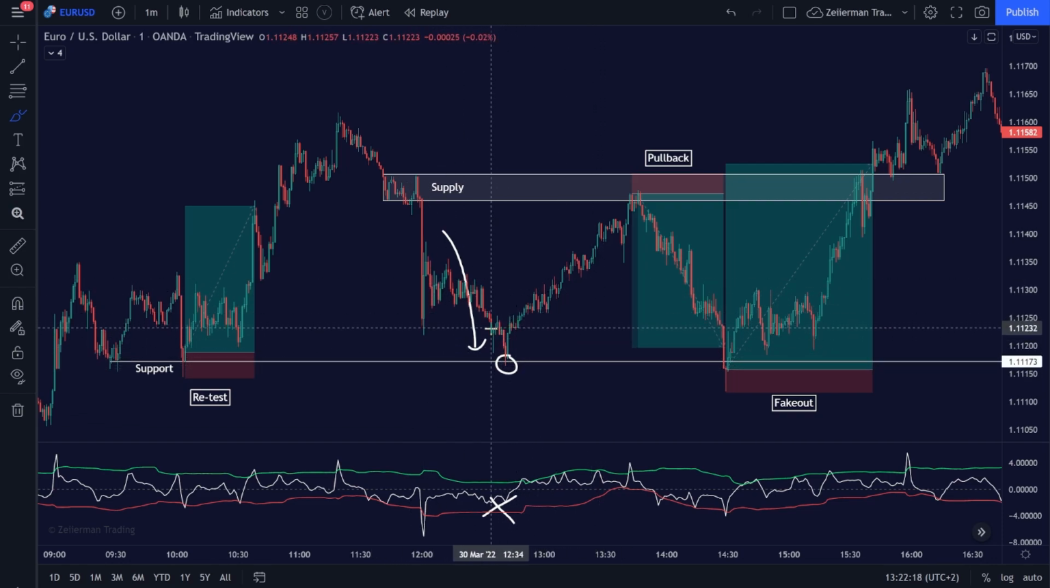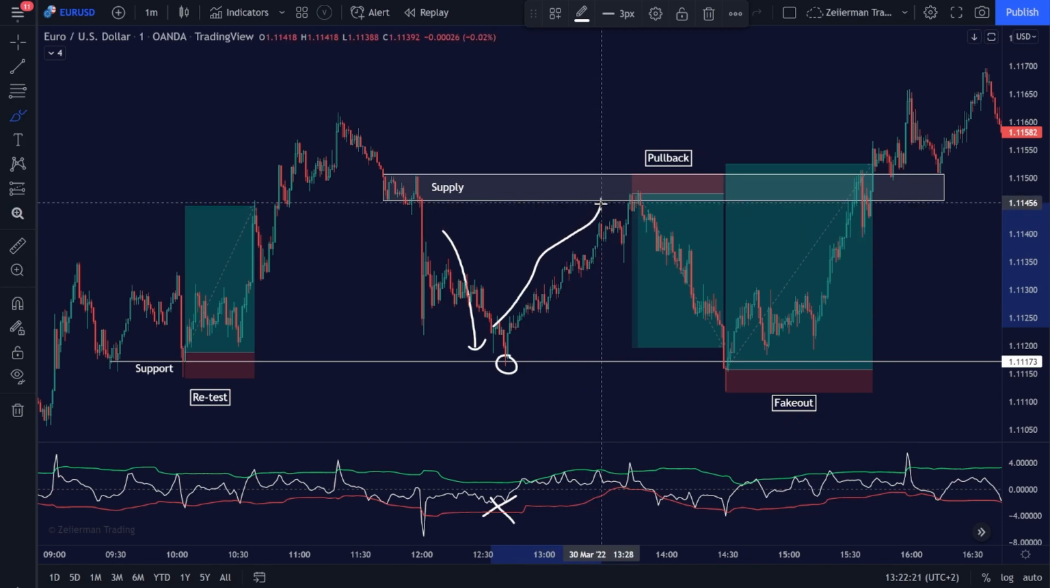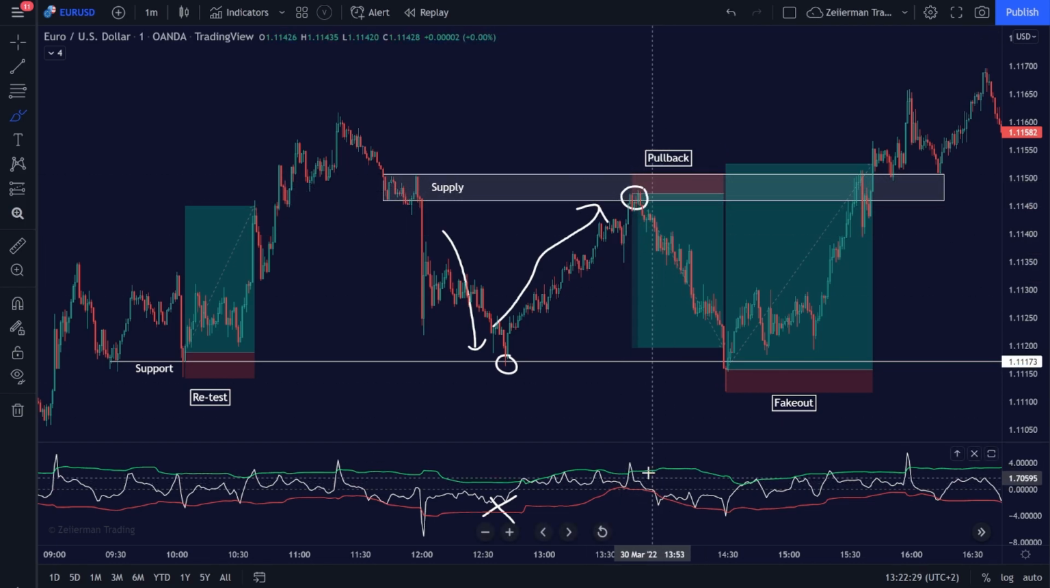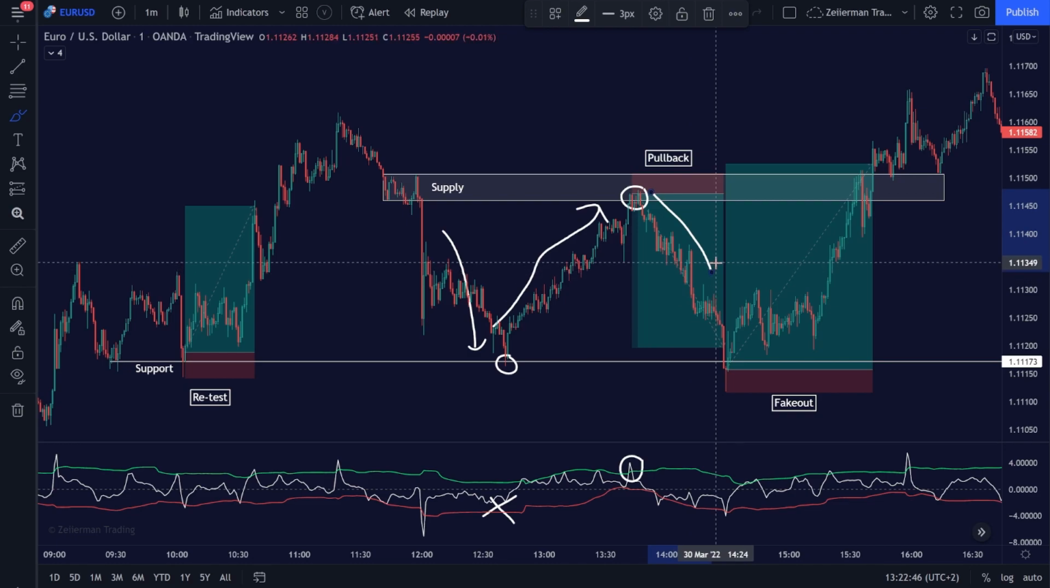And as we can see, the price comes all the way back up to the supply area. And once the price hits the supply zone, we can see that the volatility impulse indicator crosses above the upper line, and this is a clear sign that this supply zone will be respected and the price has a high likelihood to reverse back down.